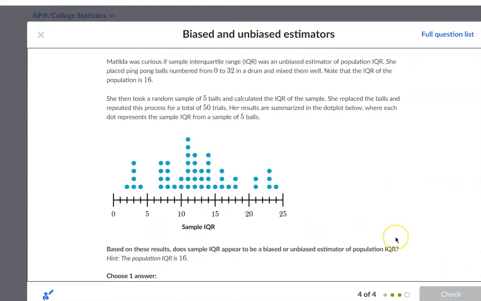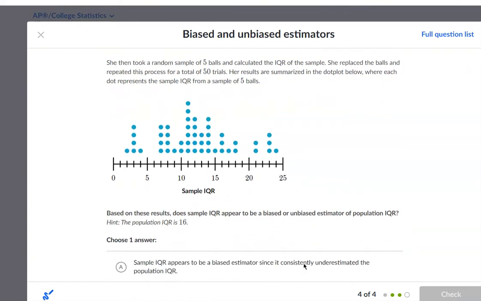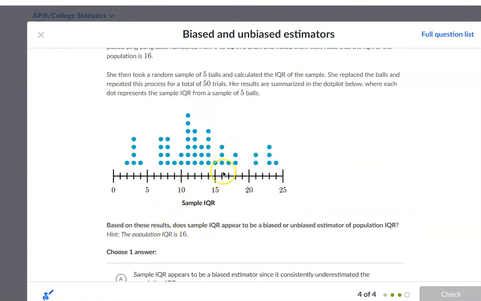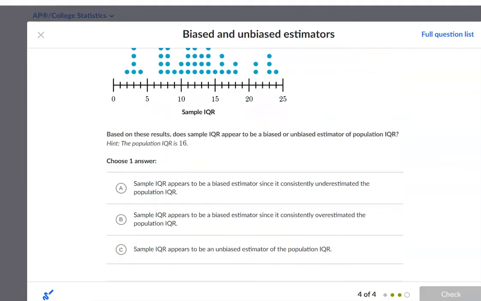All right, and the last one. All right, I'm going to skip down to the question. Based on the results, does the sample IQR appear to be a biased or unbiased estimator of IQR? So the population IQR is 16, which is right here. So take a second to read through the answer choices.